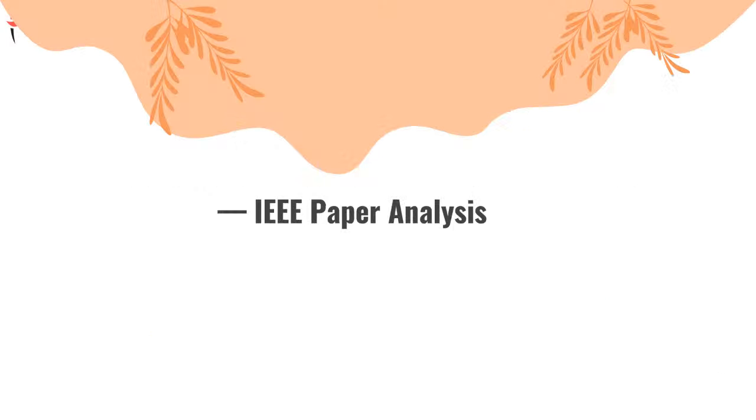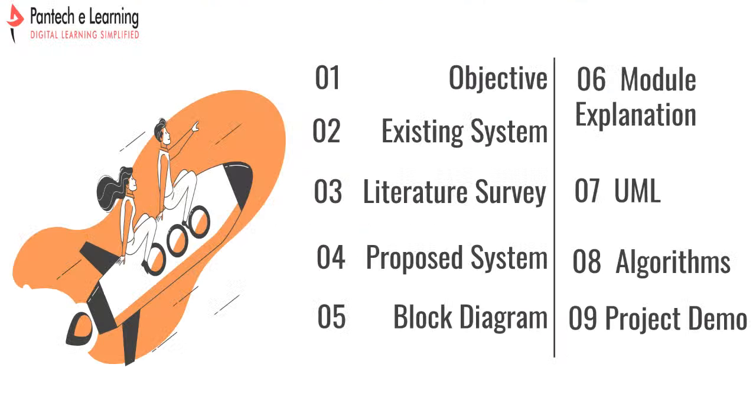So we have an IEEE analysis. As per the college outcomes, we have come up with IEEE reference papers, which are academic-outcome based: the main objective of the project, existing system and literature reviews, proposed system, block diagram, module explanation, UML and algorithms we are going to use in this project. And finally, I'll show a project demo of how to implement this in real time. These are the things we are going to cover today.